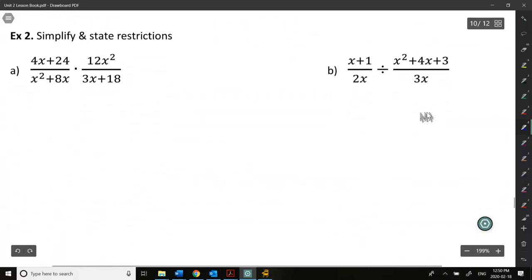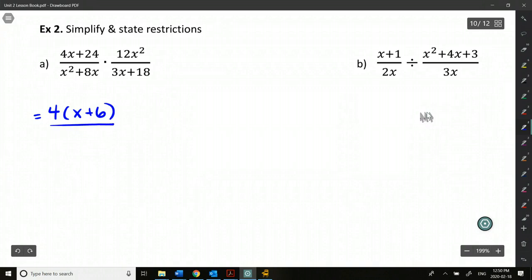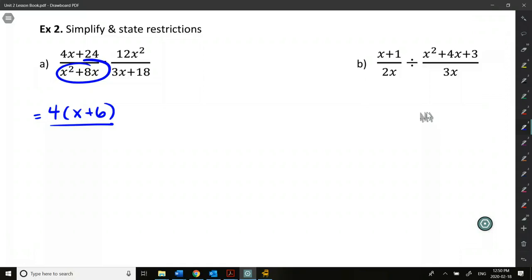All right, so let's try it out. We'll do a couple easy examples to start. Step number 1 is we are going to fully common factor everything that we can. So take it piece by piece. Let's look at this numerator. What can we do with 4x plus 24? Yeah, we'll take the 4 out. We're left with x plus 6. Perfect. Okay, denominator, x squared plus 8x, sorry. What can we do there?